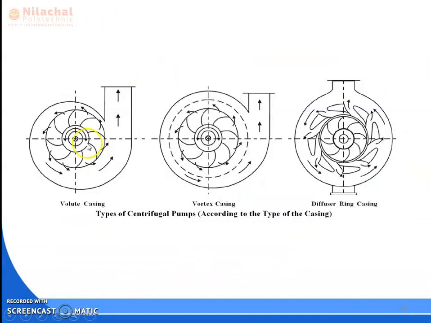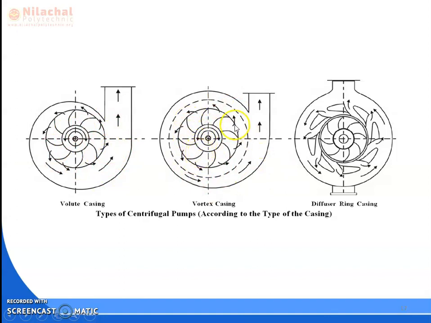See, these are the three types of casing. Here, the water enters from the inlet, then goes to the backward curved vane or impeller. From here the water will outlet, and when it passes through the gradually increasing area, the velocity decreases and the pressure increases. And here also, due to the shape of the casing, some of the energy will be lost due to formation of eddies. Okay.